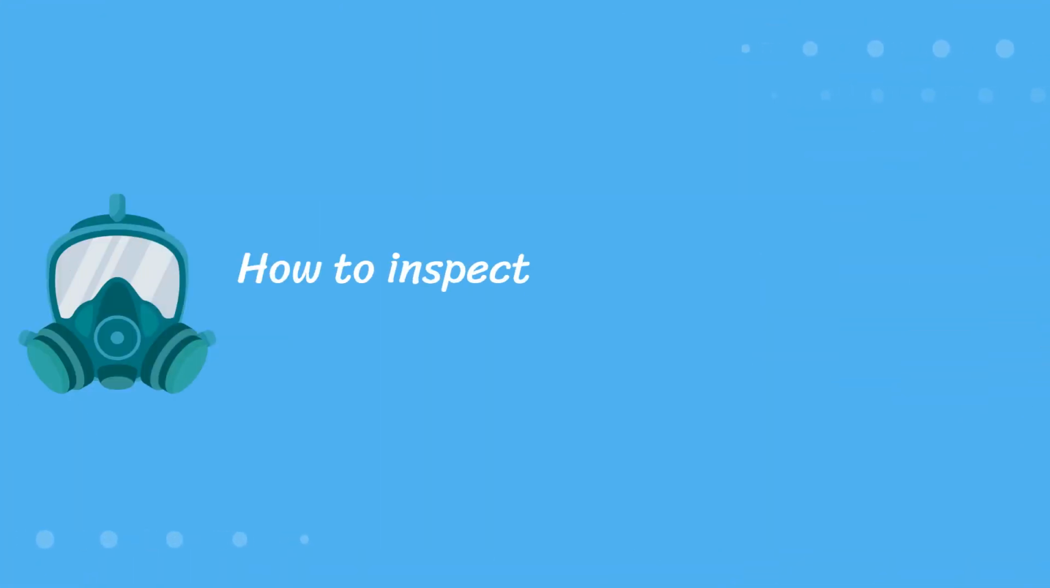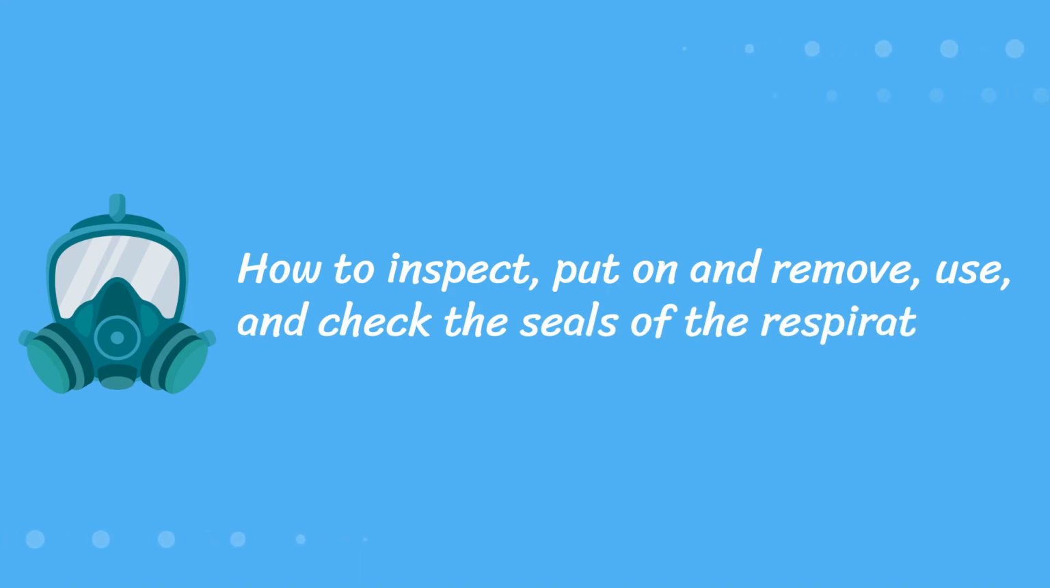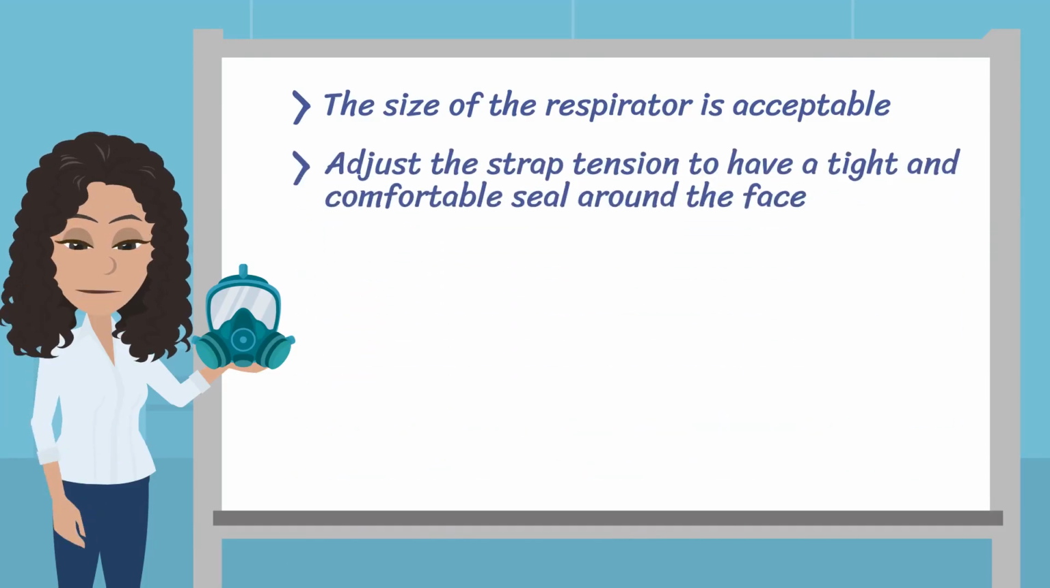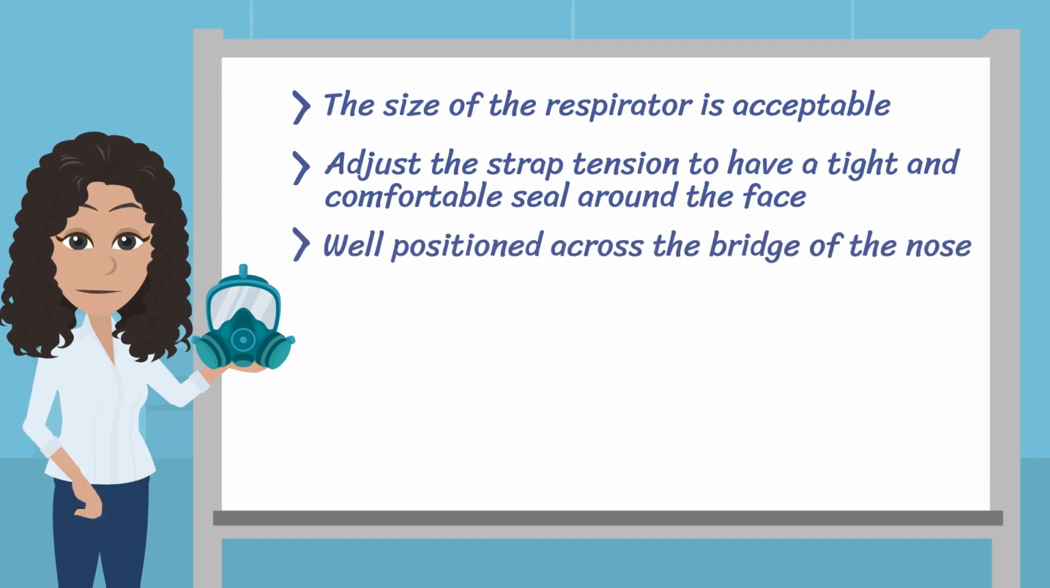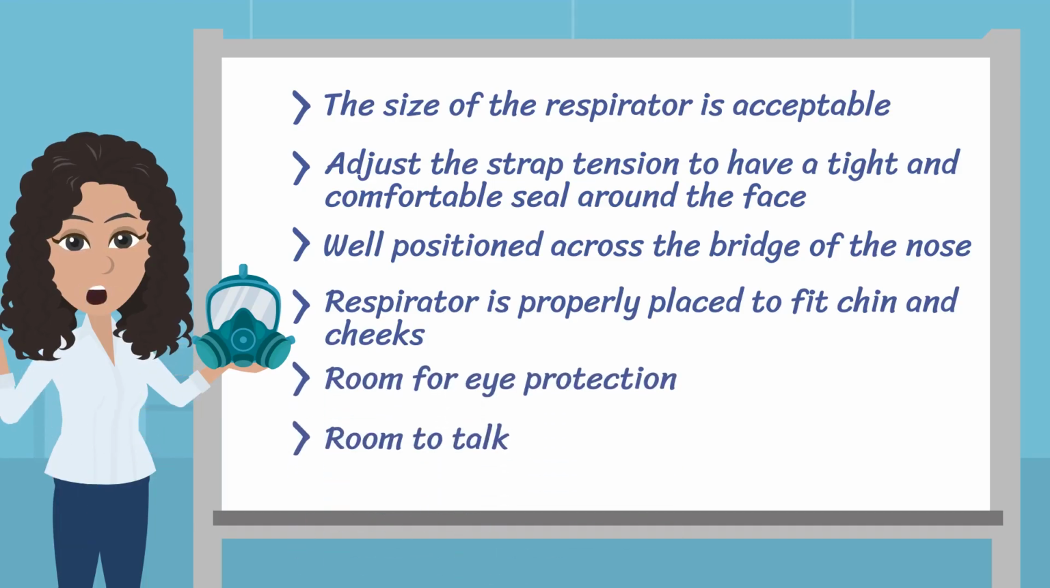How to inspect, put on and remove, use, and check the seals of the respirator. The size of the respirator is acceptable. Adjust the strap tension to have a tight and comfortable seal around the face. Well positioned across the bridge of the nose. Respirator is properly placed to fit chin and cheeks. Room for eye protection. Room to talk.